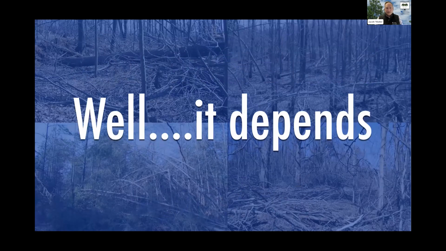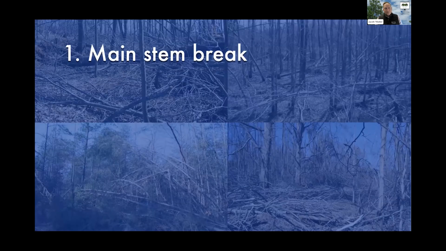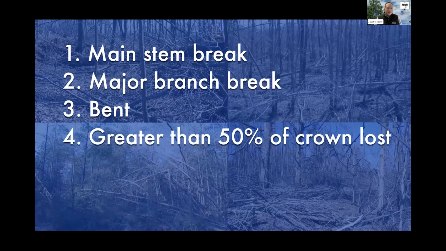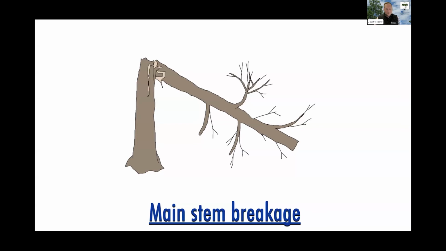I think I'm running out of time here, but it depends on which trees, how we decide to manage those. If there's just a certain level of damage, or maybe they've reached a point where they're not going to necessarily recover and be healthy parts of the forest ecosystem. So trees experience all of these things: main stem break, major branch breakage, bending trees, greater than 50% crown loss or less than 50% crown loss, and obviously downed trees, right?